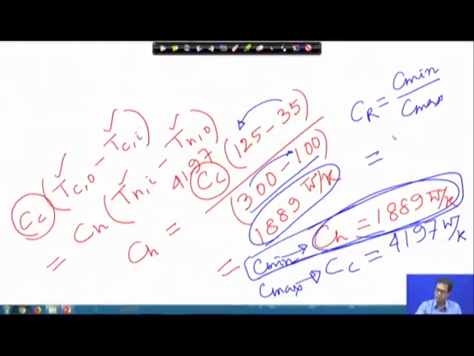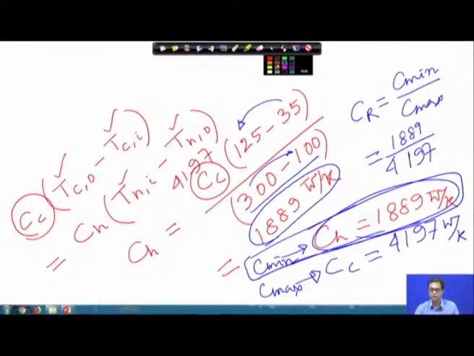So, that means we have Cr equals C min by C max, which is equal to 1889 divided by 4197, and if we evaluate, it will come out to be 0.45. So, now we know Cr, we know C min, we can also find out the Q.